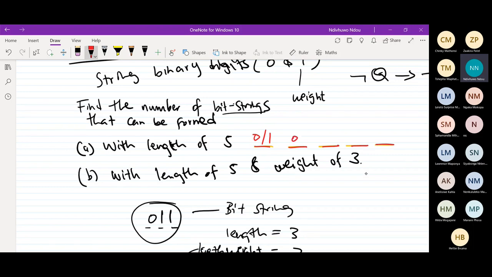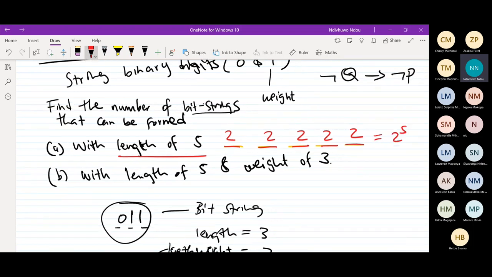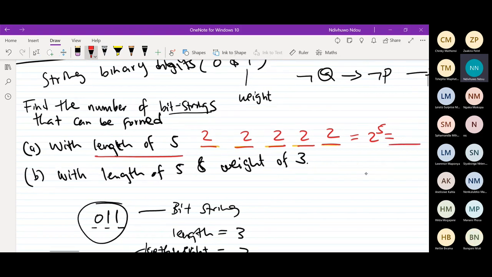They never told us about the weight. They just say find the strings that have a length of 5. So we know we have 2 choices for each of the 5 positions. We can either put 0 or we can put 1. So it will be 2 exponent 5, and that gives you the number of those strings.